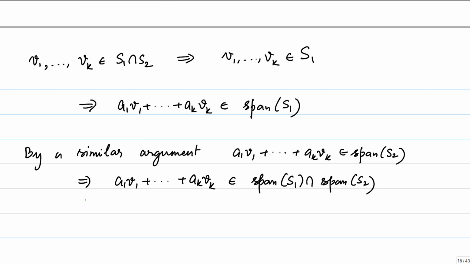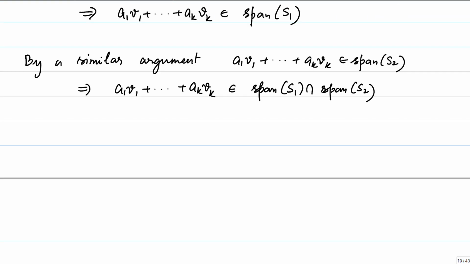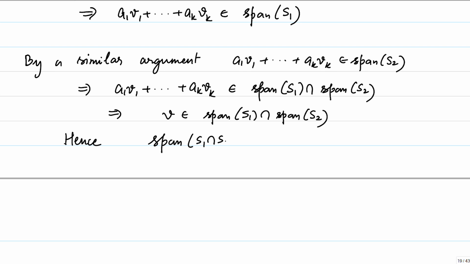But that is precisely what we wanted, right? In fact, we have established the proof. So, this vector which I have just underlined is the vector V. So, this implies V is in the span of S1 intersected with the span of S2. So, we take any arbitrary vector in the span of S1 intersected with S2. That will be in the span of S1 intersected with the span of S2. Hence, the span of S1 intersected with S2 is contained in the span of S1 intersected with the span of S2.